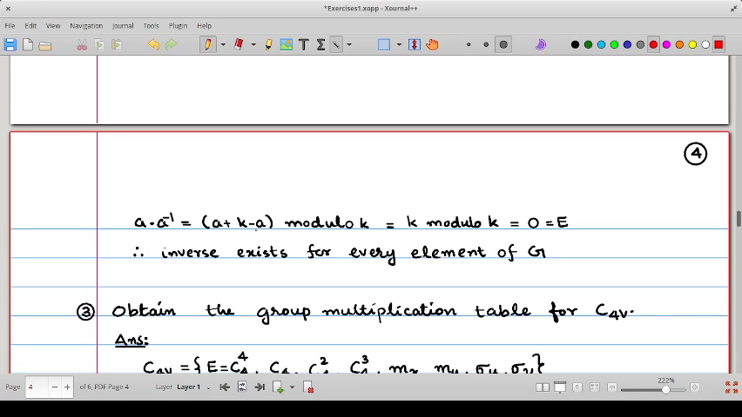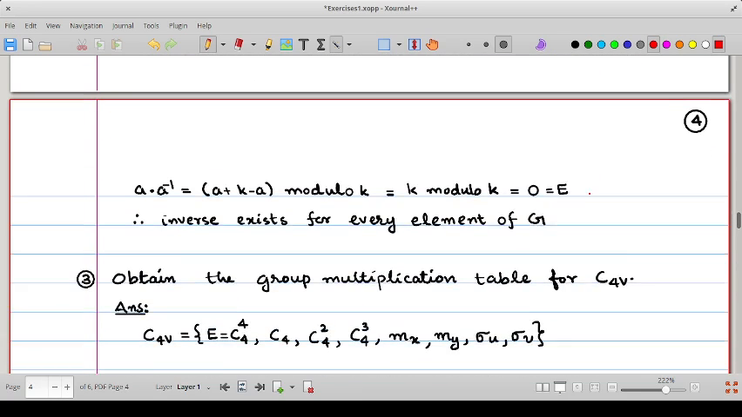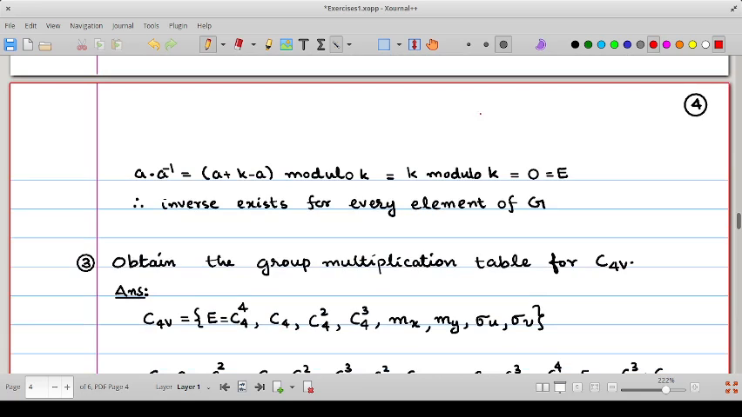But now A plus k minus A is k. So k modulo k. k modulo k is 0. The remainder of the division is 0. Now this 0 is the identity element. And therefore, for 0 we have inverse equal to 0, and for any other element A between 0 and k we have A inverse equal to k minus A.